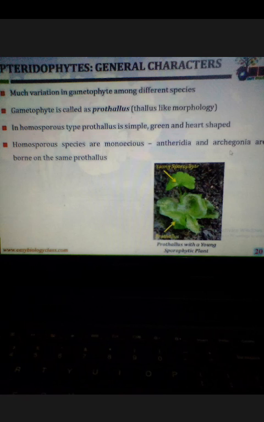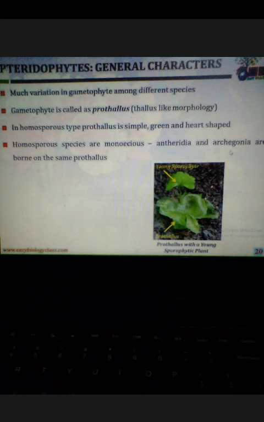Next, much variation in the gametophyte among different species has been found. The main gametophyte is called the prothallus. This is one of the most important facts related to pteridophytes. You need to remember that the prothallus is the gametophytic phase. Okay, as you can see in the diagram, the prothallus is shown with the young sporophyte plant.